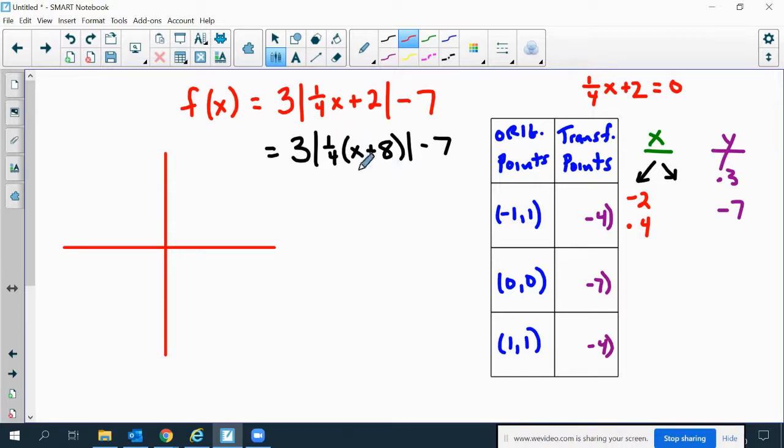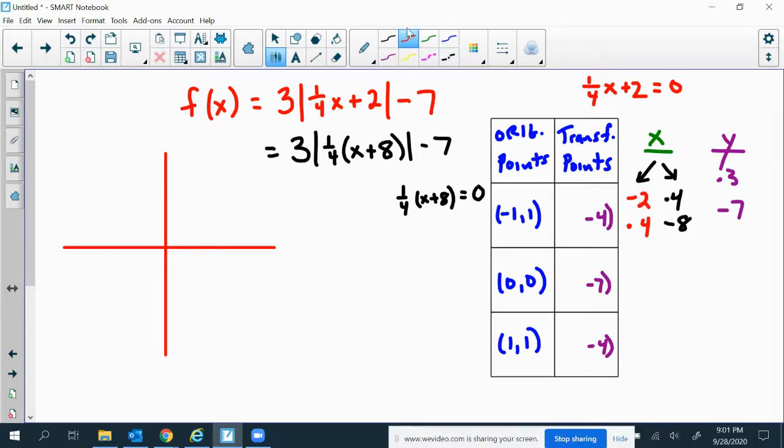Or I could do it with the distributive property. So if I had 1/4 x plus 8, and I was solving that to see when that equals 0 or equals any other number, what I would do is multiply by 4 first and then subtract 8. So in either way, I would end up getting the same thing for each of these points.